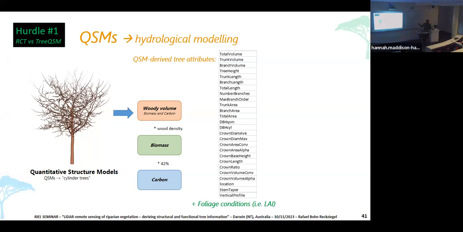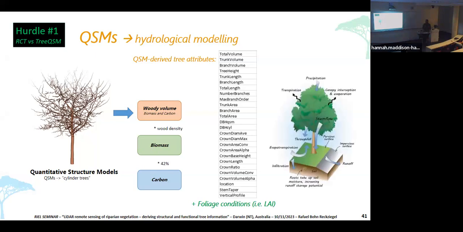And why would we still want to use the two methods? Because 3QSM produces a lot of information, and that's an advantage if we want to translate that to tree-water relationships, but also how much of the precipitation is going through the stem, how much is throughfall, how much is going to be transpiration, evapotranspiration, and so forth.